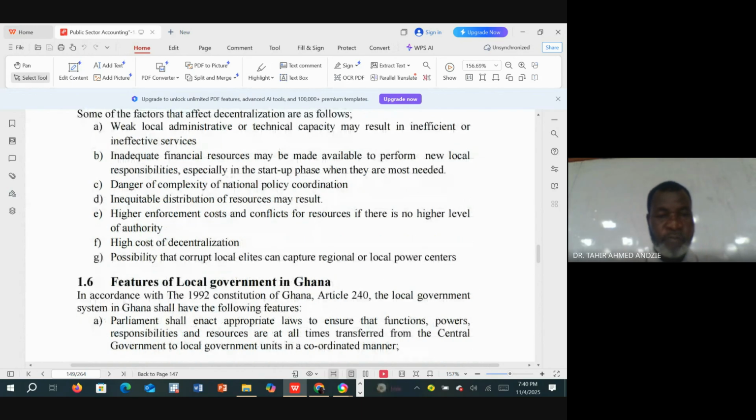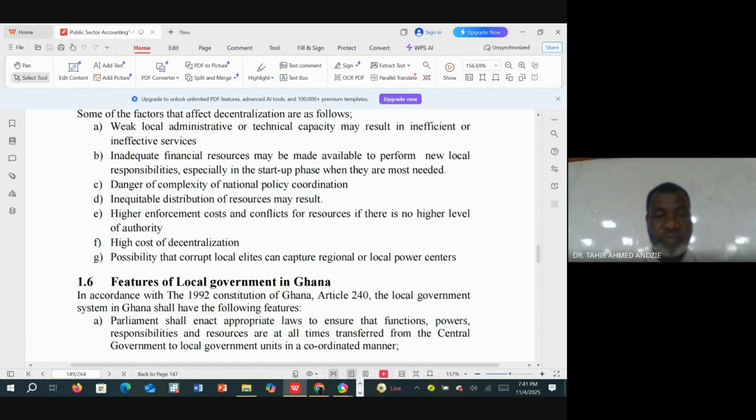Then there is the danger of complexity of national policy coordination. Sometimes some of the national policies may be very complex, and you may not have the technical people in the local assembly to be able to coordinate those policies. You may have to get people from the central government to come and do that. But because power has been delegated to the district assembly, they have to be able to do this. And they may not have the know-how and technical ability to understand these complex policies of the government, and so it might not be done well.